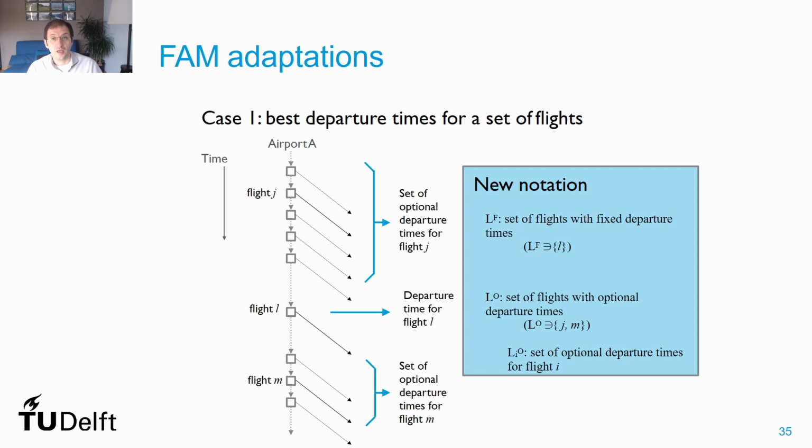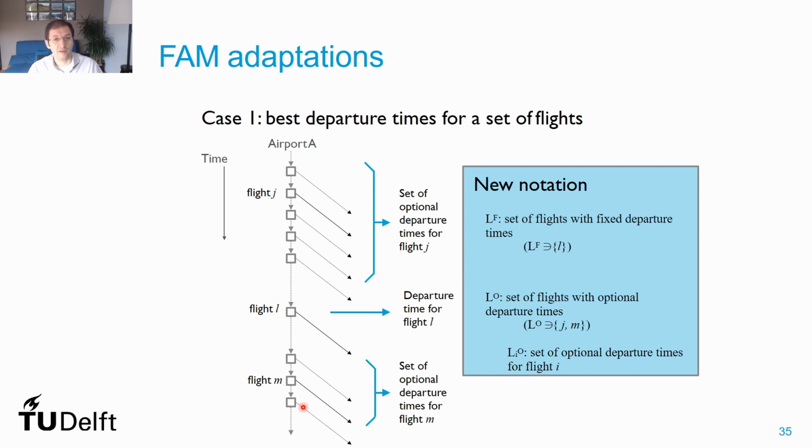For the first case, in which we just want to consider a change to the time of some of our flights, we can create multiple replications of these flights under consideration, each one separated a few minutes from each other. The flights whose departure times we are questioning will be clustered in a set called LO. In our graphical example, these are flights J and M. The replications of these flights, so all these flight arcs around flight J and flight M, are clustered in a set LOI, that is the set of optional flights for flight I.